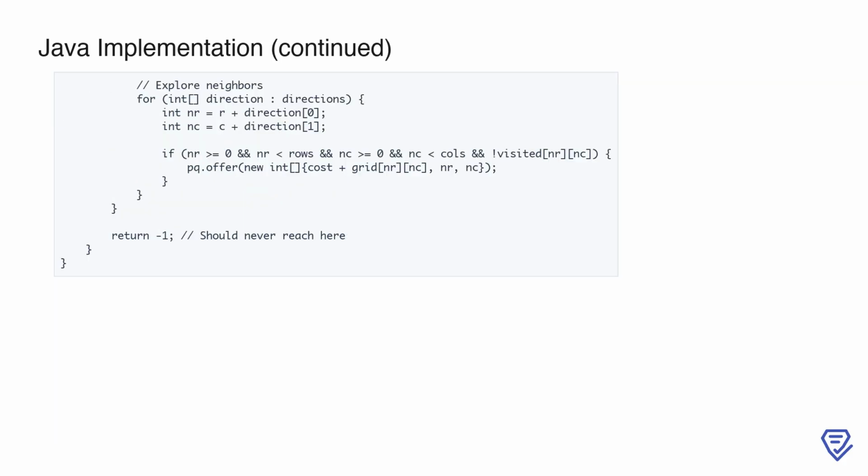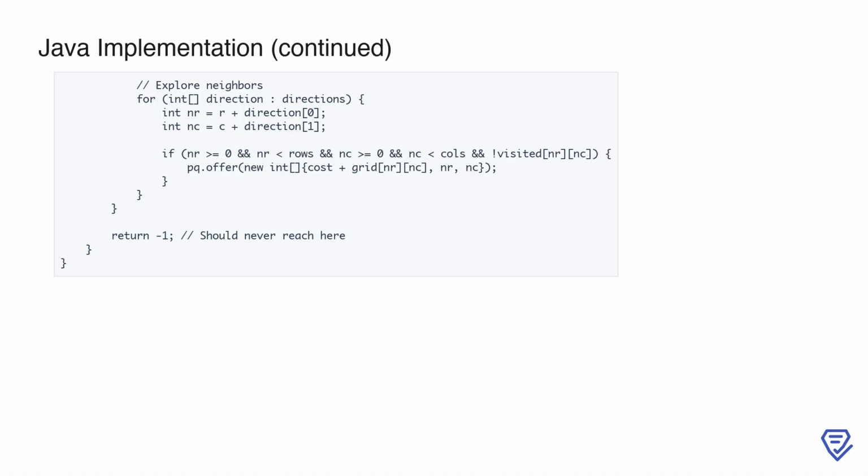Now, the algorithm continues by exploring the neighbors of the current cell. For each direction in the directions array, we calculate the new row and column indices by adding the direction values to the current cell's indices. Before adding these neighbors to the priority queue, we ensure they fall within the bounds of the grid and have not been visited yet. If these conditions are satisfied, the neighbor is added to the priority queue with its accumulated cost, which is the current cost plus the value of the grid cell at the neighbor's position. This ensures that the priority queue always maintains the cells in ascending order of their path cost.